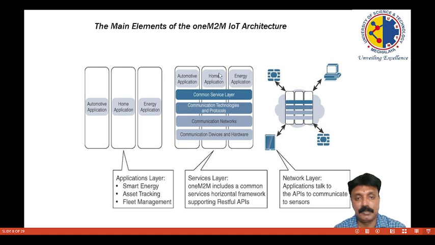In the vertical manner, different applications are available, which is said to be the application layer level. Then we can see the automotive applications, the home applications, the energy applications in the vertical layer. For all these vertical layers, we are going to provide the common service layer, the communication technologies and protocols, the communication networks, and the communication devices and hardware. So oneM2M includes a common service horizontal framework, and we are able to see the horizontal pattern of the framework supporting RESTful APIs. In this manner, these are the main elements of the oneM2M IoT architecture.